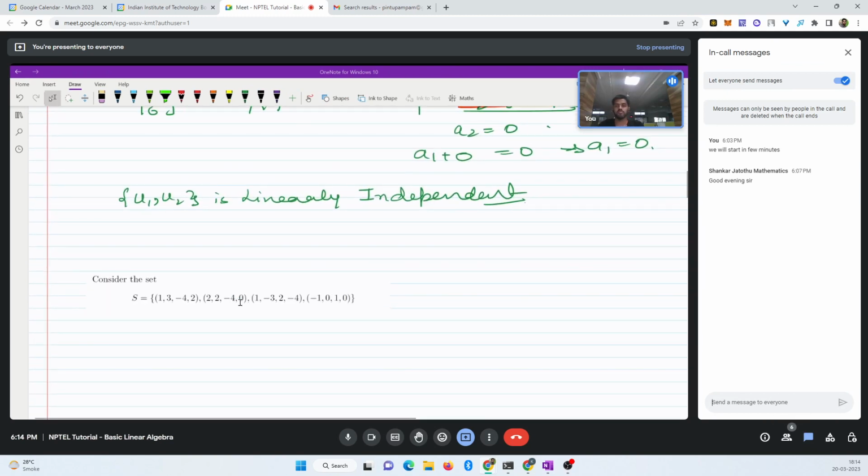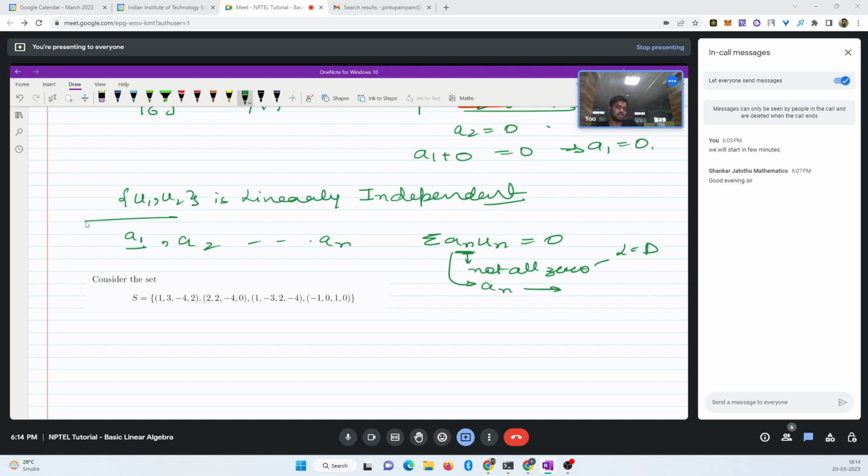So I hope the definition was clear, but again to reiterate, you will try to find such a1, a2, ..., an such that the summation of ai times ui is 0. If you find such an a where not all are 0, then that leads to linear dependence. If you find only a's where all the a's are 0, then it is linearly independent. Okay.